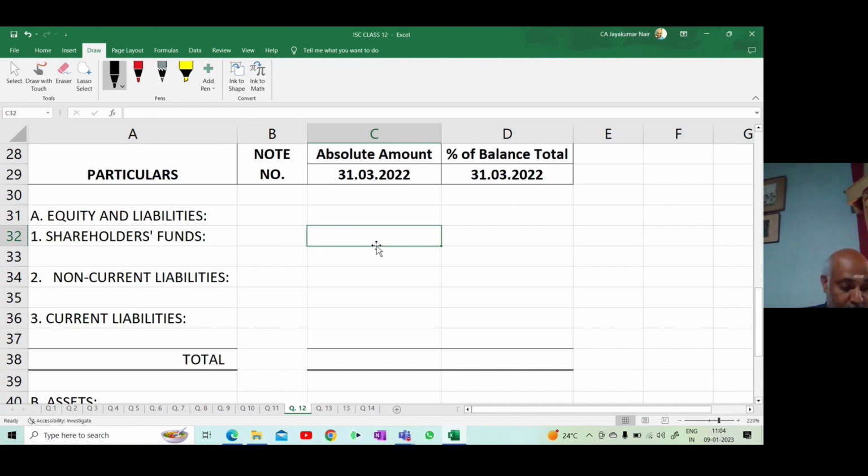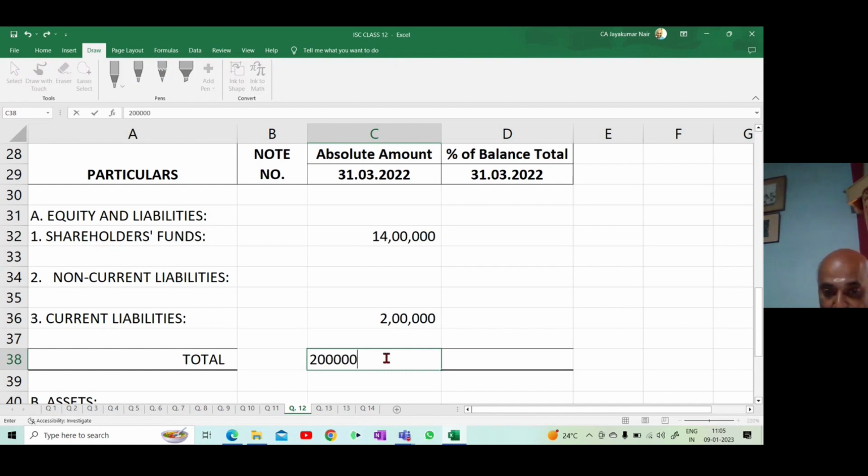What is shareholders funds? It is 14 lakhs. So I'll write 14 lakhs. 14 lakhs is shareholders funds. Current liabilities, they are saying it is 2 lakhs. And the total of equity and liabilities is 20 lakhs. This is given to you in the question.